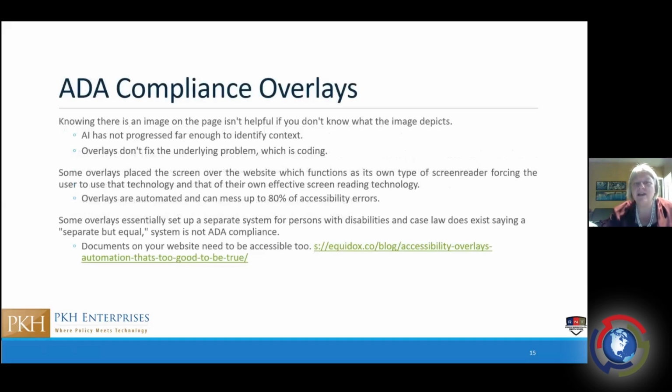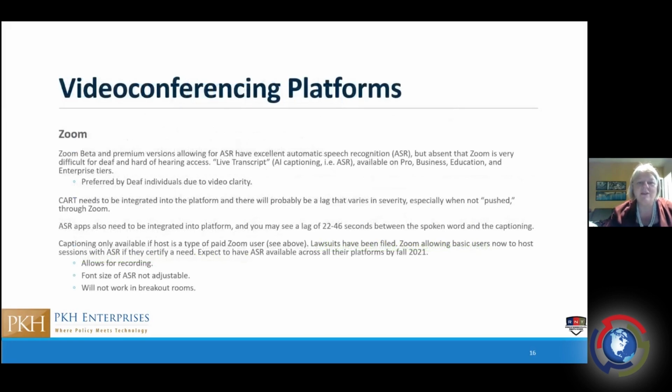There are ADA compliance overlays. Knowing that there's an image on the page isn't helpful if you don't know what the image depicts. There are things that will go through and analyze your page and help it be ADA compliant, but you really have to think it through. Some pictures are easy to explain, some are difficult, and the AI and the analysis they do is not great in some of those cases. So using an overlay is a great place to go and find what they think are issues, but I would make sure that you don't just rely on the overlay solutions for all of that. I did want to share a little bit of analysis here on the various video conferencing platforms.